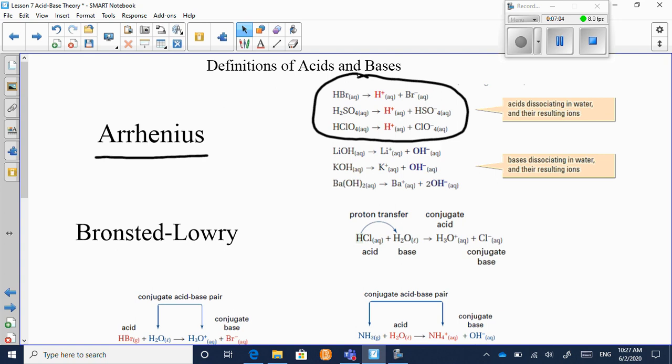And he also recognized these ones as being bases: lithium hydroxide, potassium hydroxide, and barium hydroxide. These ones all dissociate. When you put them in water, they dissociate into the metal ion and hydroxide. So basically, he characterized acids and bases as either forming H+ or OH-.